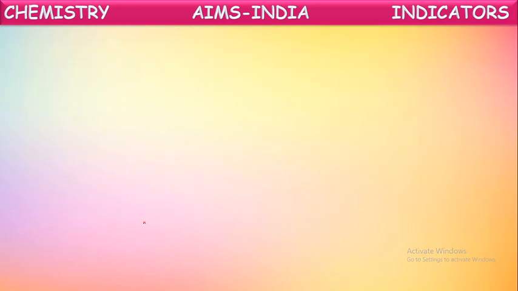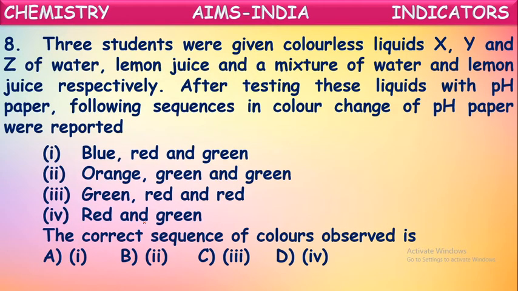Let us see the next one. Three students were given colorless liquids X, Y, and Z of water, lemon juice, and a mixture of water and lemon juice, respectively. Here X is purely water, Y is a mixture of lemon juice and water, and Z is purely lemon juice. Now the question is, after testing these liquids with pH paper, the following sequences in color change of pH paper were reported. What will be the color changes in pH paper? That is a simple question.